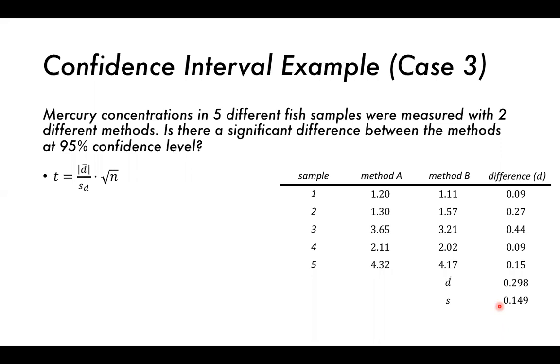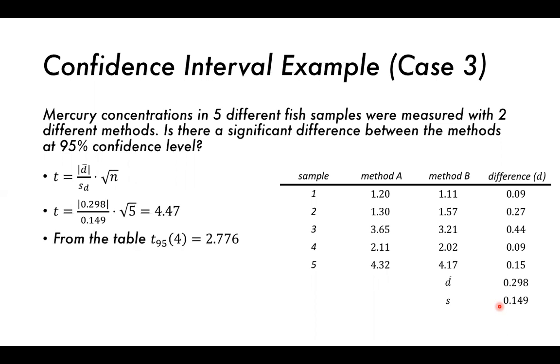So our t value is going to be equal to the mean of the absolute differences. And so that's going to be 0.298 over the standard deviation of the differences, which is going to be 0.149. And then that's going to be times the square root of the number of measurements. So t is going to be equal to 0.298 divided by 0.149 times the square root of 5, which gives us a t value of 4.47.